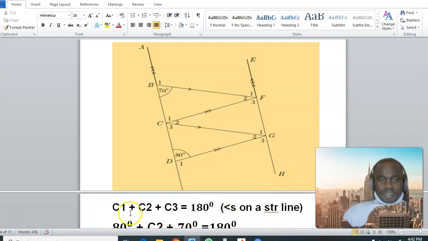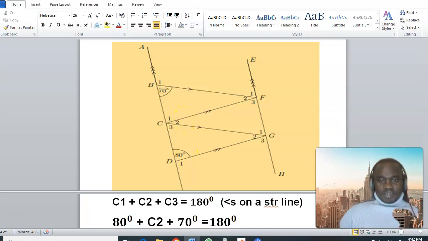Okay, let's look at this one. C1 plus C2 plus C3 should be equal to 180. Angles on a straight line. But we know our C1, we calculated C1 to be equal to 80 degrees. C2 we don't know, and we also calculated C3 to be equal to 70.